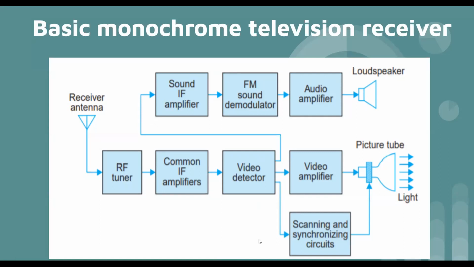So the basic components of a monochrome TV receiver are the receiving antenna, RF tuner, IF tuner, common IF amplifier, video detector, video amplifier, sound IF amplifier, FM sound demodulator, and audio amplifier.